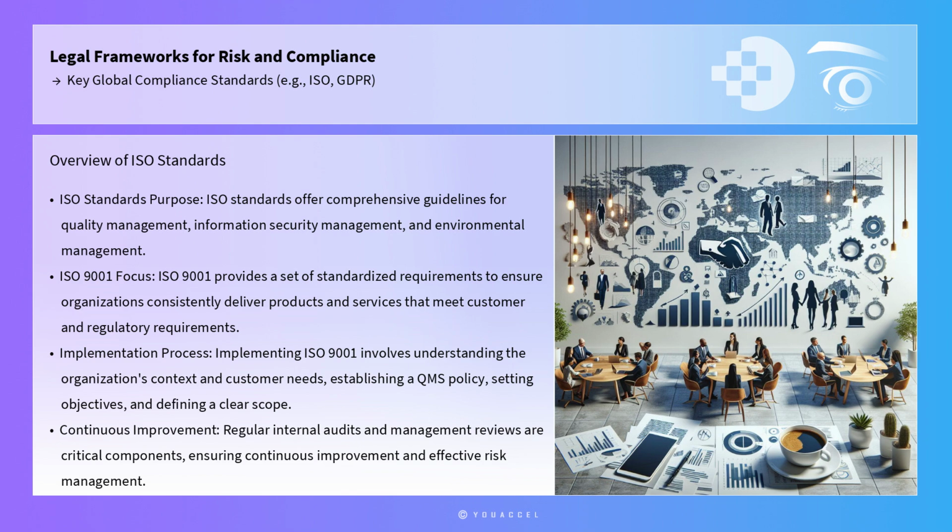Implementing ISO 9001 involves a systematic process that begins with understanding the organization's context and customer needs, followed by establishing a QMS policy, setting objectives, and defining a clear scope. The next steps include designing processes, assigning roles, and implementing a robust documentation system. Regular internal audits and management reviews are critical components, ensuring continuous improvement and effective risk management.